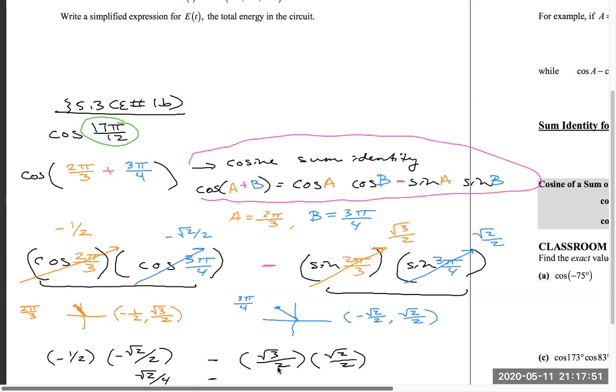So the subtraction sign, and then here, when you multiply roots together, remember you need to multiply the stuff under the radical together. So that's root 6 over 4. We combine that since they have the same denominator. And this is what we get for cosine of 17 pi over 12.